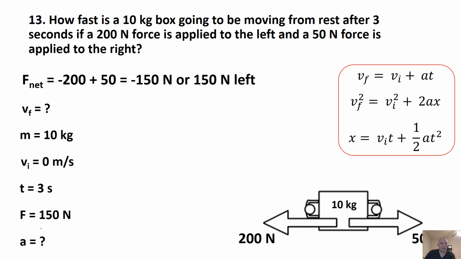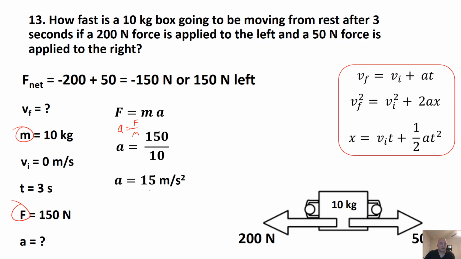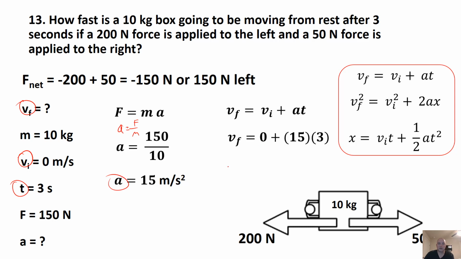But we can really use this to find acceleration, and we have F and we have M. So we're going to start with the F equals ma equation. We rearrange that, plug it in. So a equals F over m, and so a equals 150 over 10, we get 15 meters per second squared. And now we can go ahead and pick our equation that has the other givens. Vf we're solving for. We have a Vi, we have a t, we have an a, and that's going to lead you to this equation. Plugging in your values, you're going to get a final velocity of 45 meters per second.